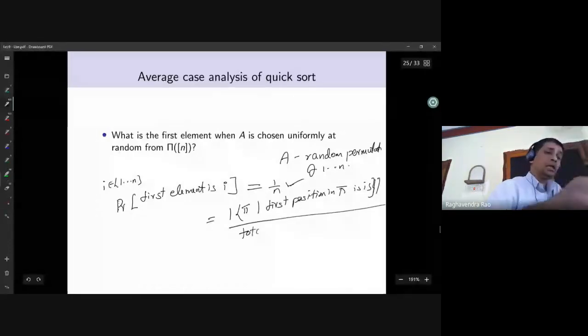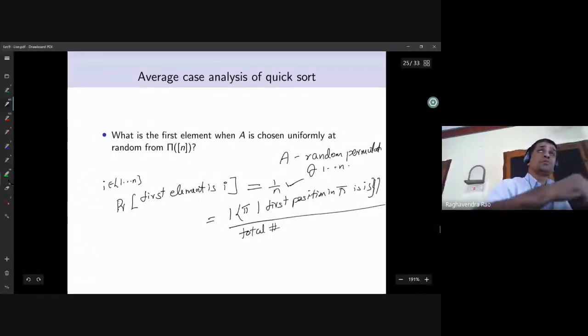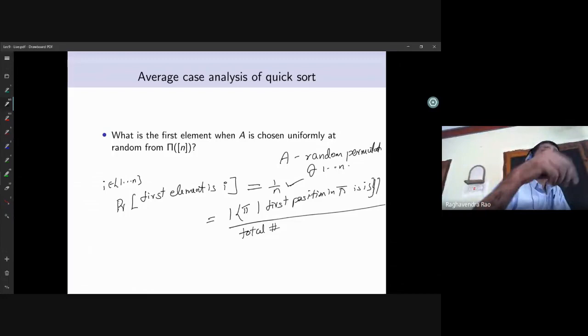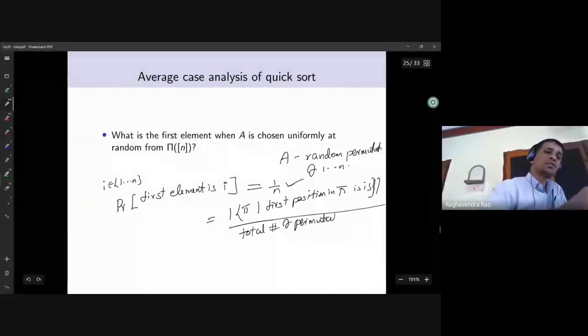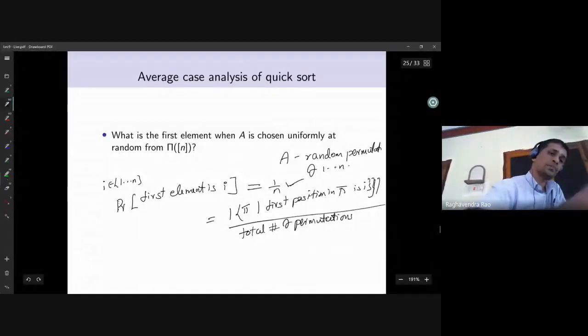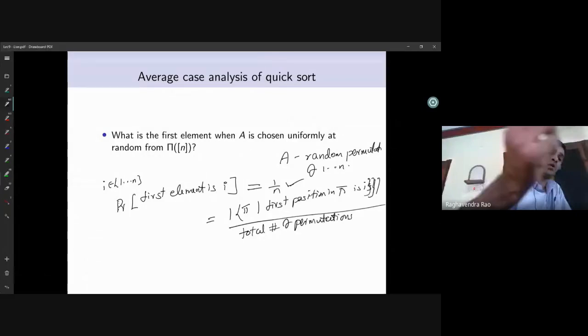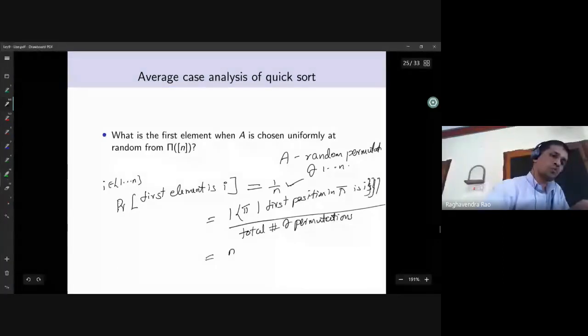We are choosing a permutation uniformly at random, right? We have n factorial permutations, so hitting upon any permutation has probability exactly 1 by n factorial. Our favorable event is choosing a permutation where the first position is I. If you fix the first position as I, how many permutations of the remaining elements? Exactly n minus 1 factorial. So this is equal to n minus 1 factorial divided by n factorial, which is 1 by n.